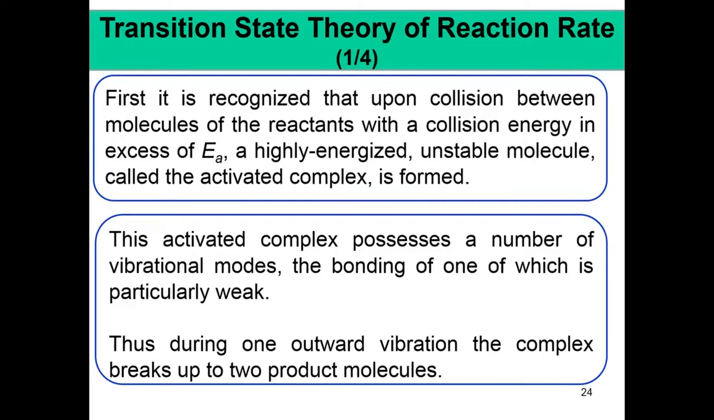Okay. Now, yes, we talked about activation energy in the collision theory of chemical reactions. But here we see that it is recognized that upon collision between molecules of the reactants with a collision energy in excess of Ea, that is what we assumed also. But here we add one more thing which was not there. We consider the formation of a highly energized unstable molecule called the activated complex. Okay. So, this we did not consider before. Now, this is important because this basically accounts for all the different changes of the structure that are taking place in the molecule, all right.